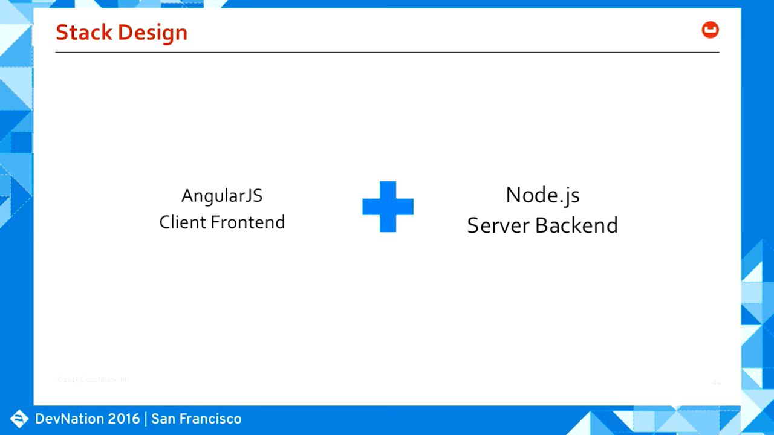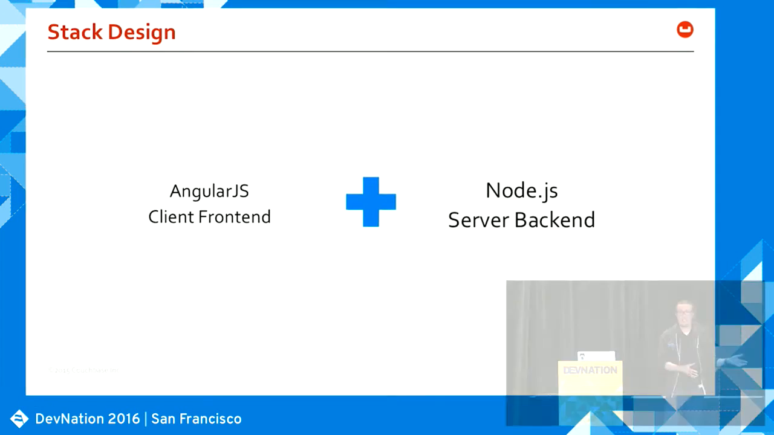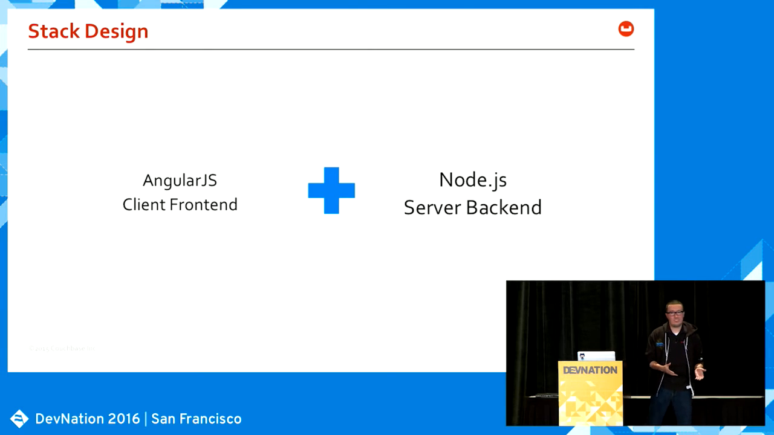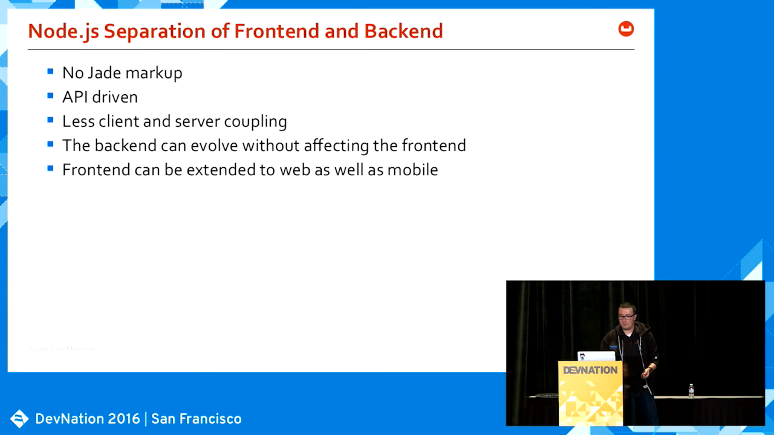The application was actually broken up into two parts. We have the AngularJS front end, and then we have the Node.js and Couchbase server back end. So why did we split it up here? Well, there's no more Jade markup in this case. Anyone who has ever touched Node.js has probably run into Jade markup. I personally find it to be the worst thing that's ever existed. By removing it, it makes my life a lot more pleasant. It makes it more API-driven. So you're now making requests against the back end from your front end instead of piping in data to your Jade. It allows your back end to evolve independently from your front end or the other direction.